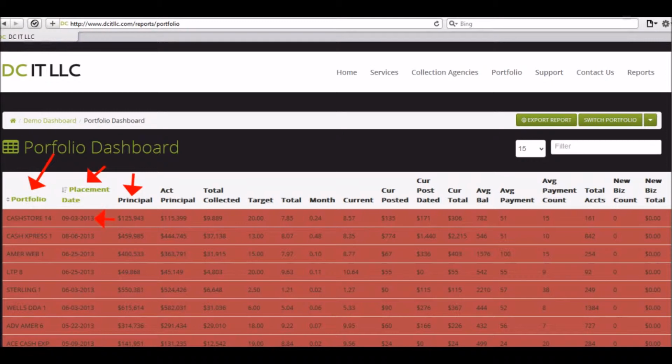Next is the active principal column. This is the amount of debt that you currently have placed with your collectors. We call it the active principal because this is the amount that is actively being worked by your collectors.